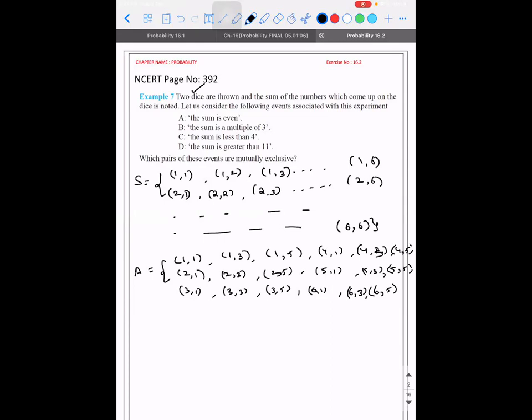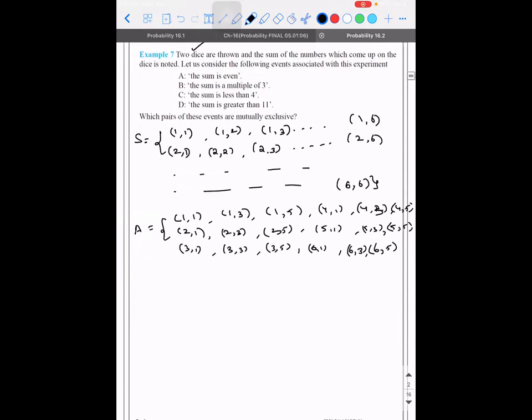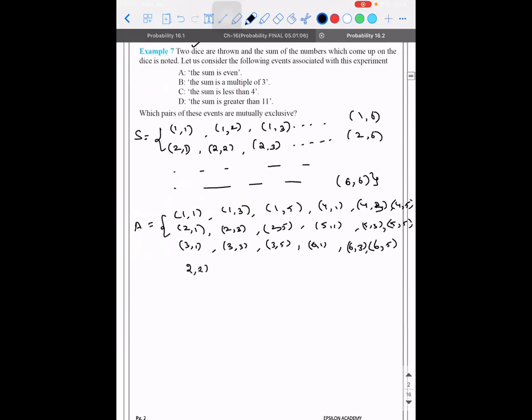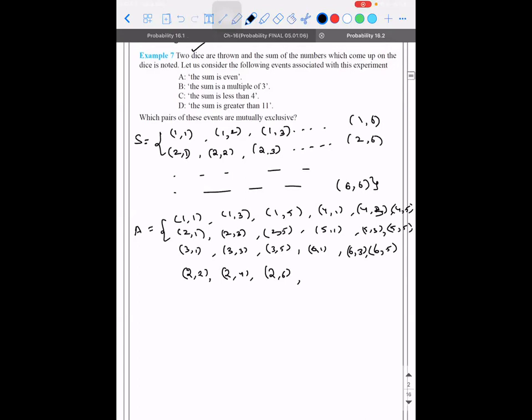Is there any other possibility? We can think of 2,2, 2,4, 2,6. Right? 4,2, 4,4, 4,6. Then 6,2, 6,4, 6,6. Guys, is this right?